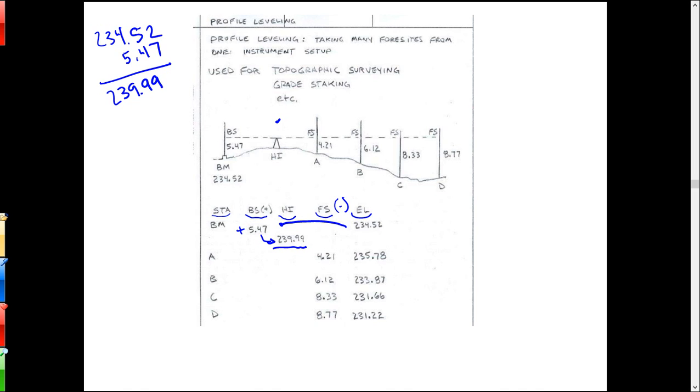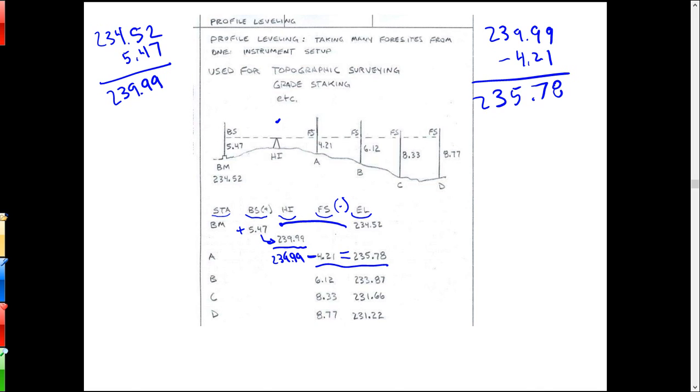So at point A, my HI is 239.99. And then what have I got there? A 4.21. So what I'll get out of that will be 235.78 right there. I'm subtracting that off, and that's going to equal it. So that's 239.99 minus 4.21, and that's 235.78. Okay.